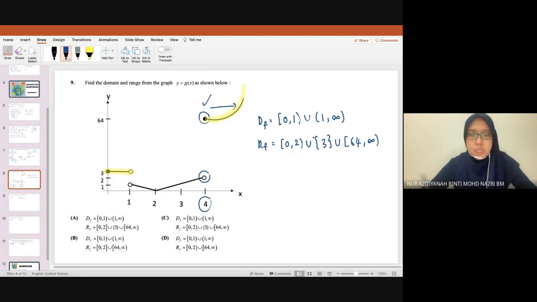So cari jawapan yang betul. Okay, 0 termasuk 1 union 1 infinity. Okay, so domain yang ni betul. Domain semua sama kat sini. Okay, range yang berbeza. So 0 termasuk. Okay, 2 ni tak termasuk. So these two answers is wrong. Wrong already. So 2 tak termasuk. And then union with 3. Okay, so yang jawapan bawah ni tak ada 3. So final answer is C lah. Okay, our answer is at C. Alright, so that is for question number 9.